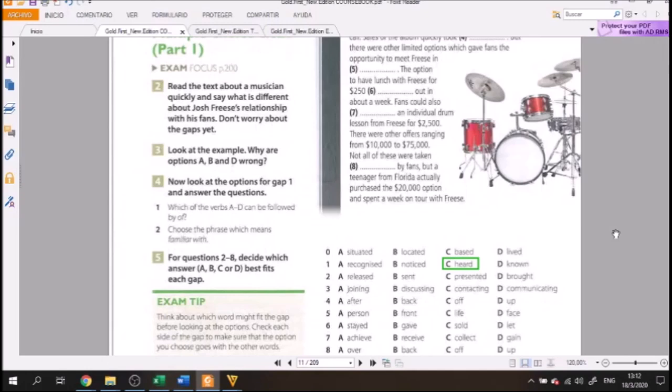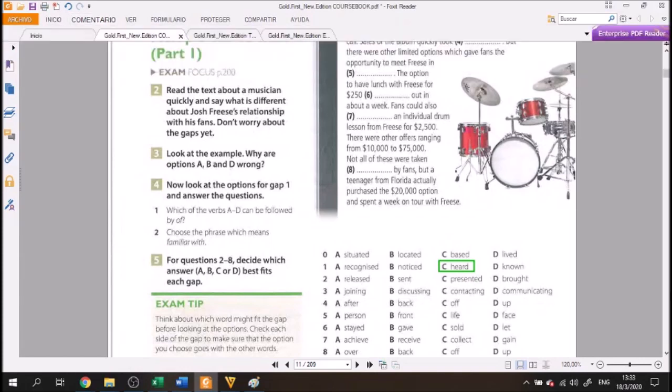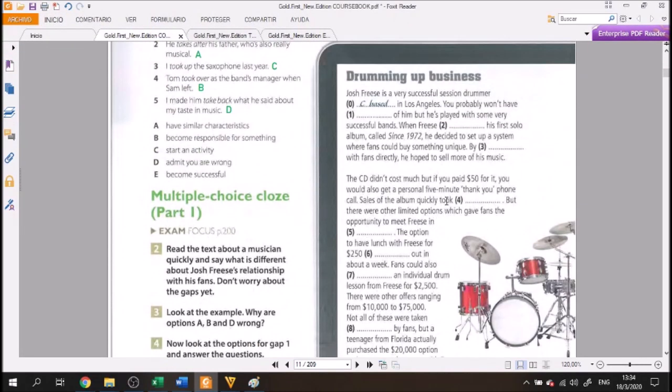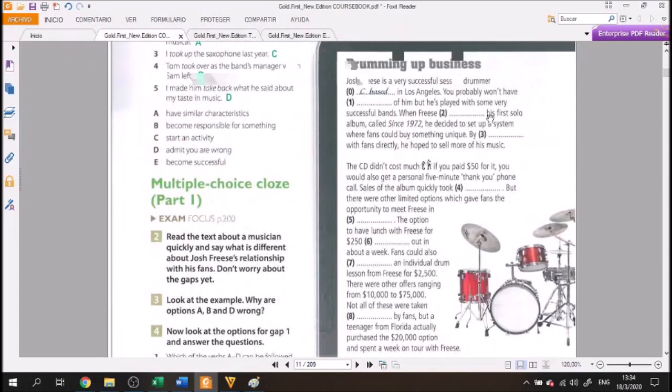Okay, let's move to the correction part of the activity. Now it's time to check this activity. Well, you cannot read for me, so I'm going to read for you. George Frizzi is a very successful session drummer based in Los Angeles. You probably won't have heard of him, we said, but he's played with some very successful bands. What have you chosen for number two? Tell me in the chat. When Frizz released, sent, presented, or brought? Yes, when he released. You release an album, a movie, okay?